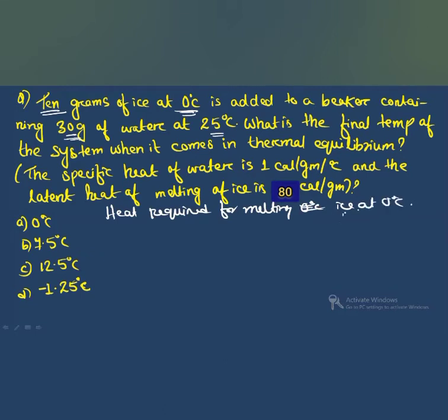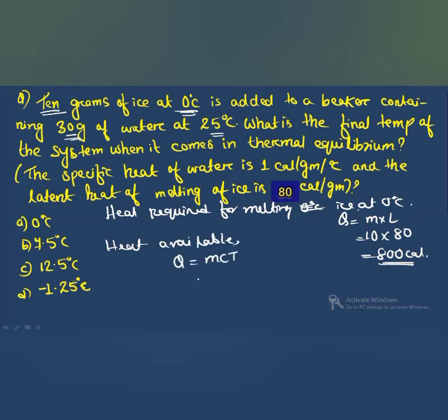Now we know Q equals what? Mass times the latent heat. The mass was how much here? 10 gram. Latent heat of ice is 80. So it is 800 calorie. So this much amount of heat is required. Now we will see heat available. To calculate the heat available, we will use the formula Q equals mCT. The mass is 30 gram. So what is the specific heat of water?